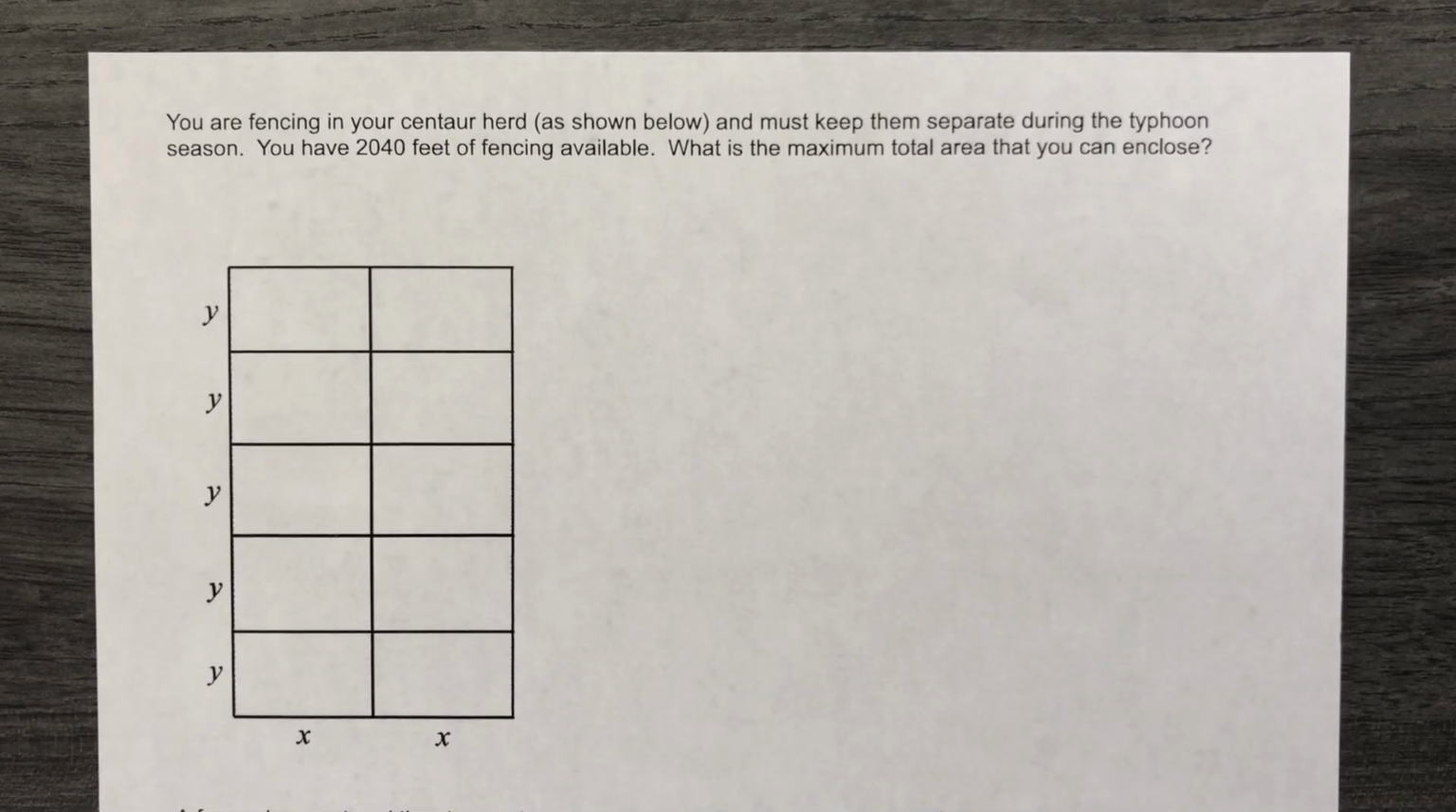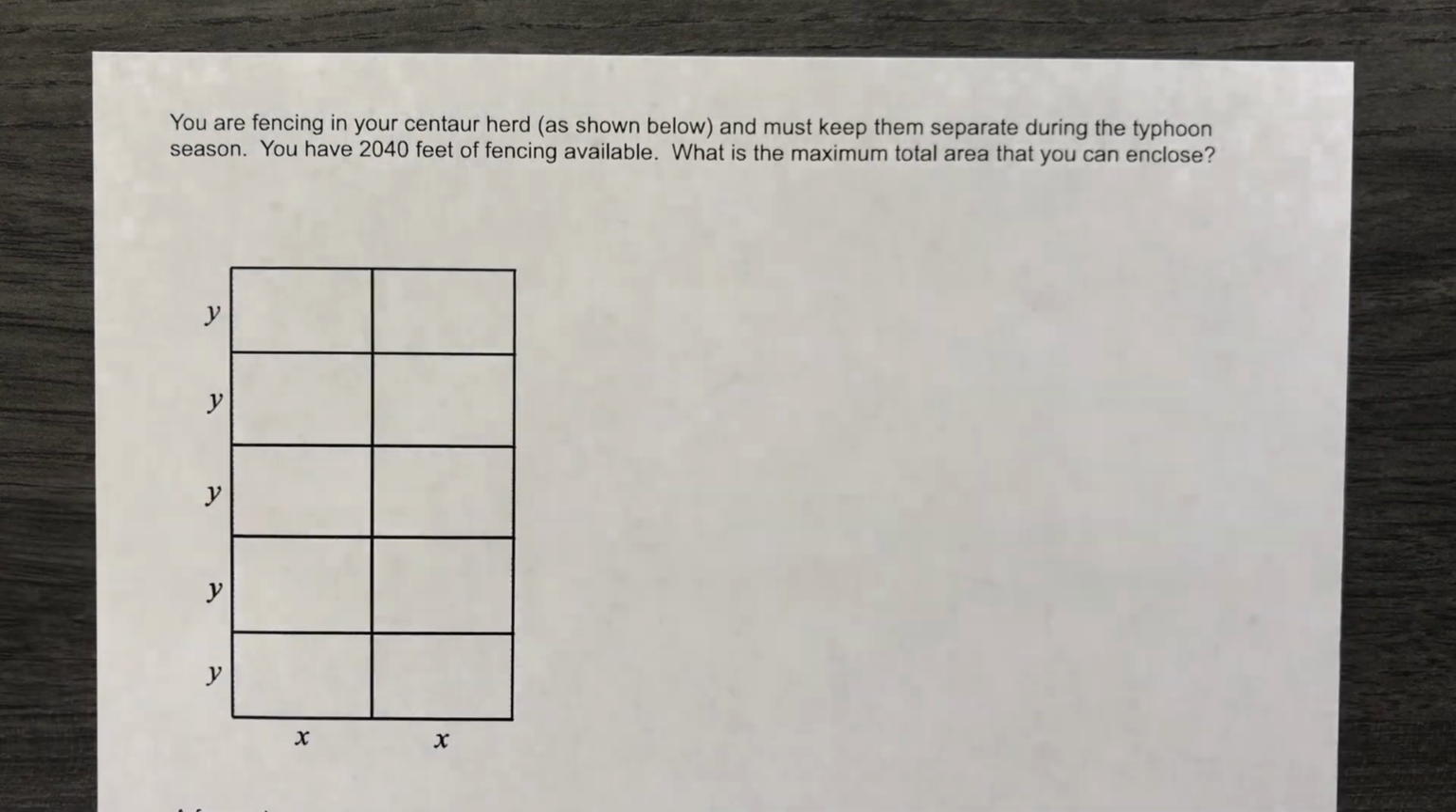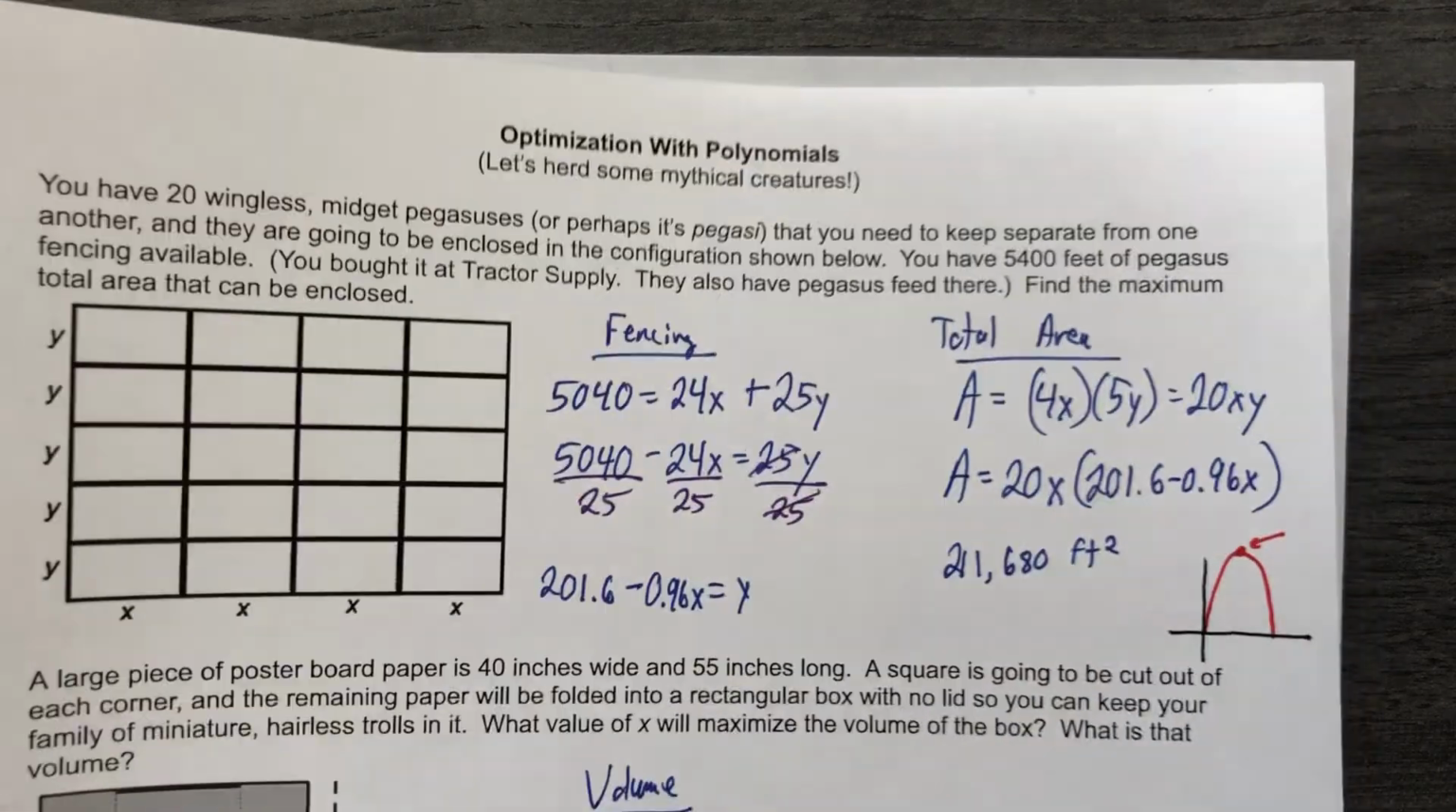You are fencing in your centaur herd as shown below, and you must keep them separate during the typhoon season. You have 2,040 feet of fencing available. What is the maximum total area that you can enclose? Let's go. This is a whole lot like the very first one we did.